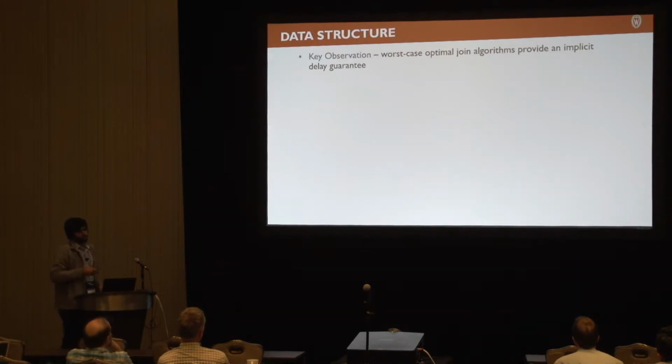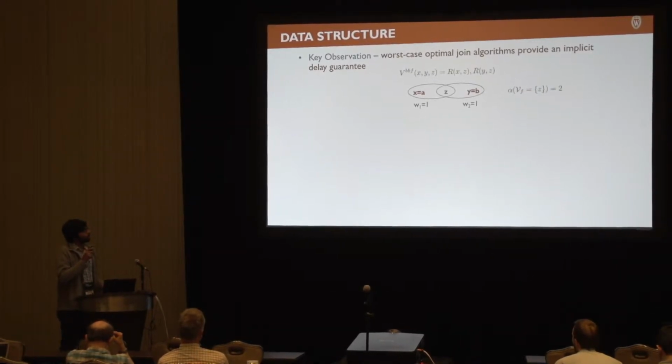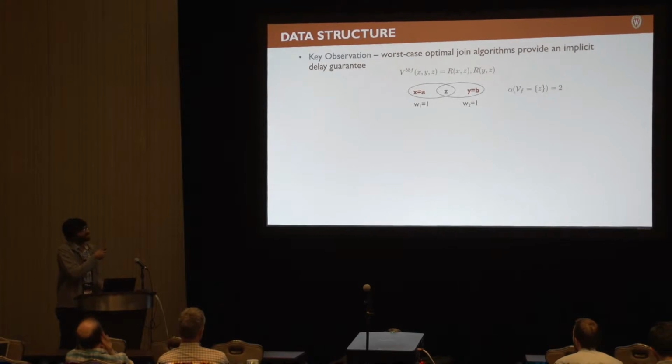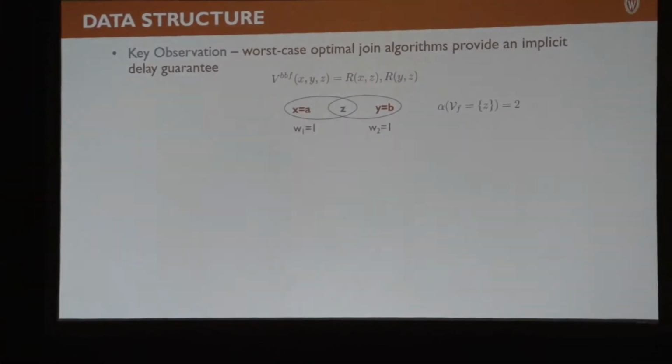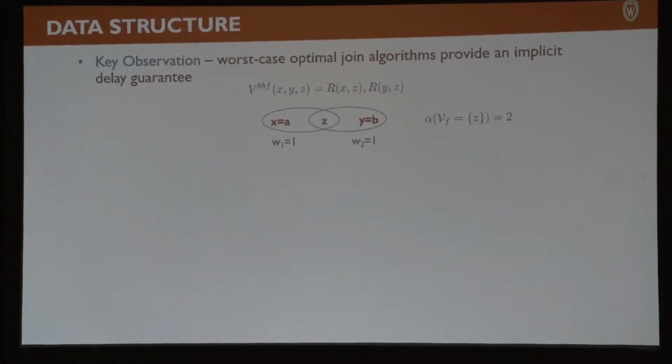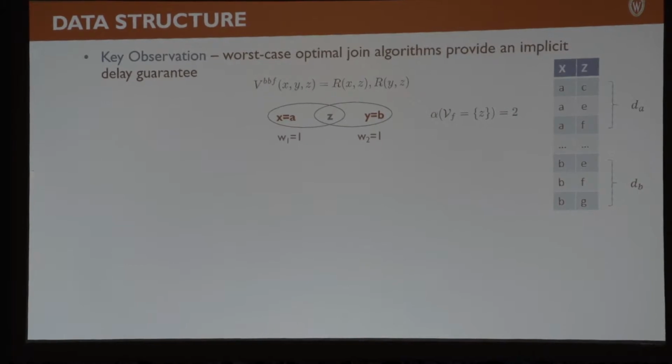So let's look at how we construct our data structure. The key observation is that worst case optimal joins already provide us an implicit delay guarantee. So what do I mean by that? Let's look at our 2-path example. x and y here are the bound variables. Suppose that the user has fixed the value of x as a, fixed the value of y as b, and suppose my relation looks something like this.